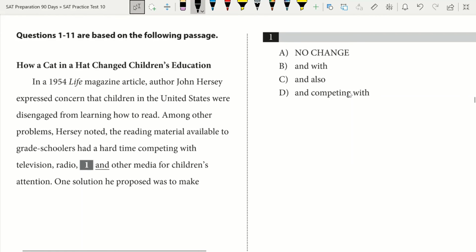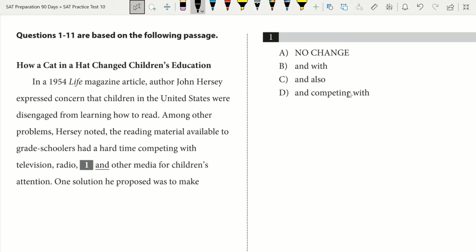So we got questions 1 through 11 are based on the following passage: How a Cat in a Hat Changed Children's Education. In a 1954 Life magazine article, author John Hersey expressed concern that children in the United States were disengaged from learning how to read. Among other problems, Hersey noted, the reading material available to grade schoolers had a hard time competing with television, radio, and other media.